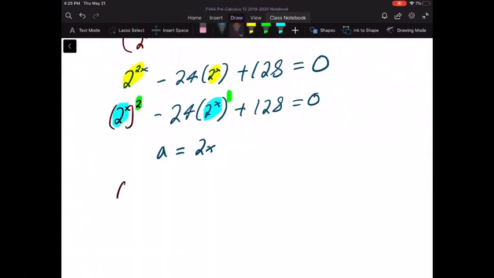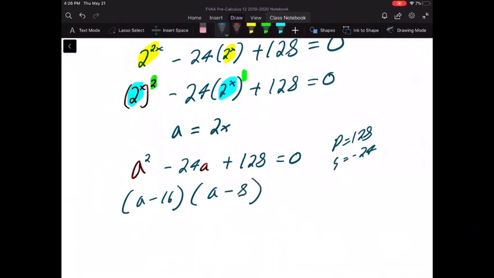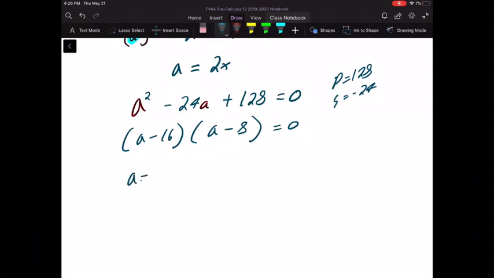So I get A squared minus 24A plus 128 is equal to 0. Now, product and sum: what are two numbers added together that give me negative 24 and multiplied together give me positive 128? Product is 128, sum is negative 24. Here I think negative 16 and negative 8 is our solution for this one, which means that A is equal to 16 and A is equal to 8.